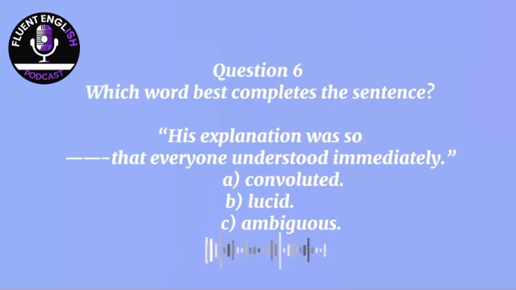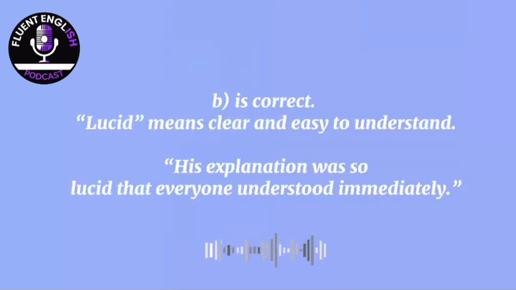Question 6. Which word best completes the sentence? His explanation was so that everyone understood immediately. A. Convoluted. B. Lucid. C. Ambiguous. B is correct. Lucid means clear and easy to understand. His explanation was so lucid that everyone understood immediately.